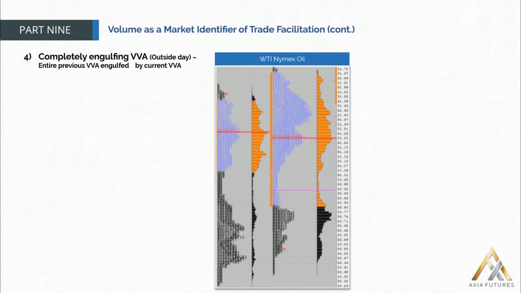Then our last and most convicted of the 4 value areas is where we get a complete engulfing value area. Now in this example, you can see illustrated with the orange, the volume on the current day, or where 70% of the volume is dispersed, completely engulfs where 70% of the volume was dispersed on the previous day. Now again, this is not indicative necessarily of a very strong trend, but it is indicative of a pickup in volatility. And it's this volatility that we want to pay attention to, because remember, volatility equals opportunity.